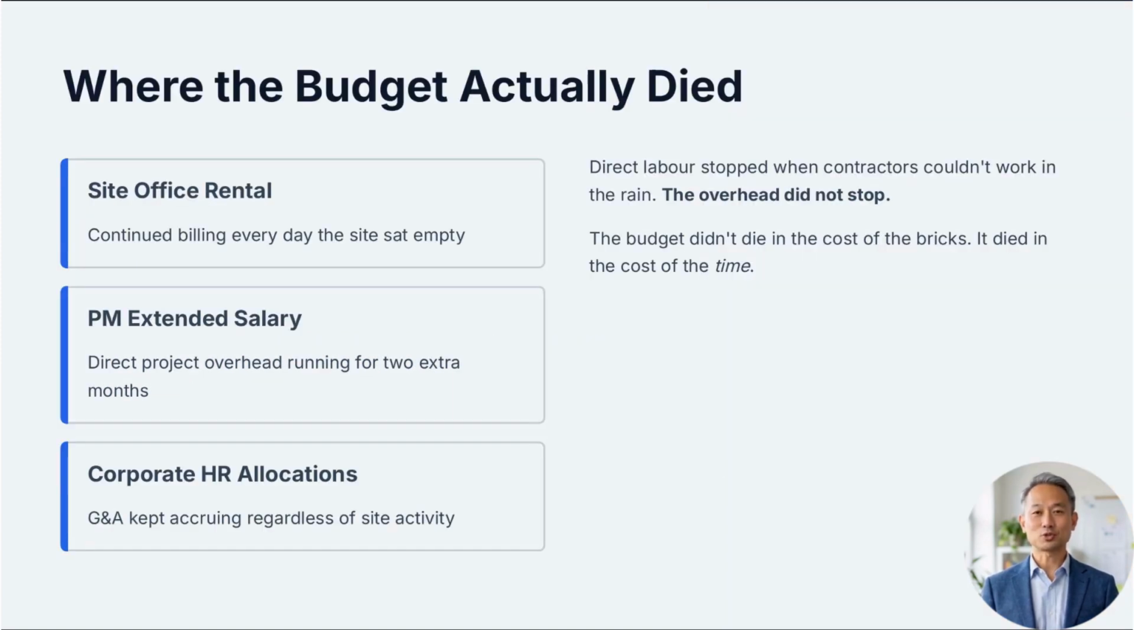During those extra 2 months of delay, the project continued to bleed cash. They were paying for the temporary site office rental, the project manager's own extended salary, and the corporate HR support allocations for the team. While the direct labor stopped because the contractors couldn't work in the rain, the overhead did not stop. For every day the site was empty, the project was still being billed for the fixed costs of existence. This is where the budget actually died. Not in the cost of the bricks, but in the cost of the time.